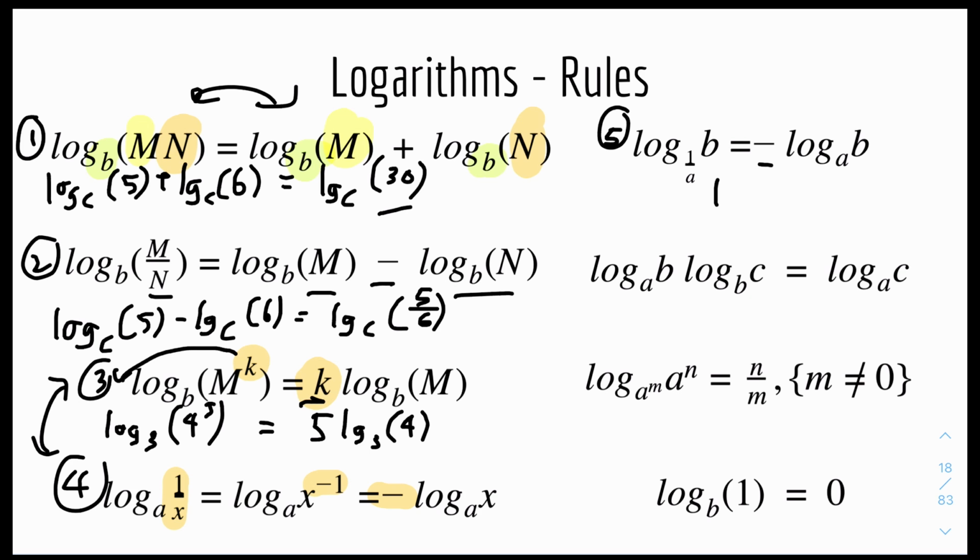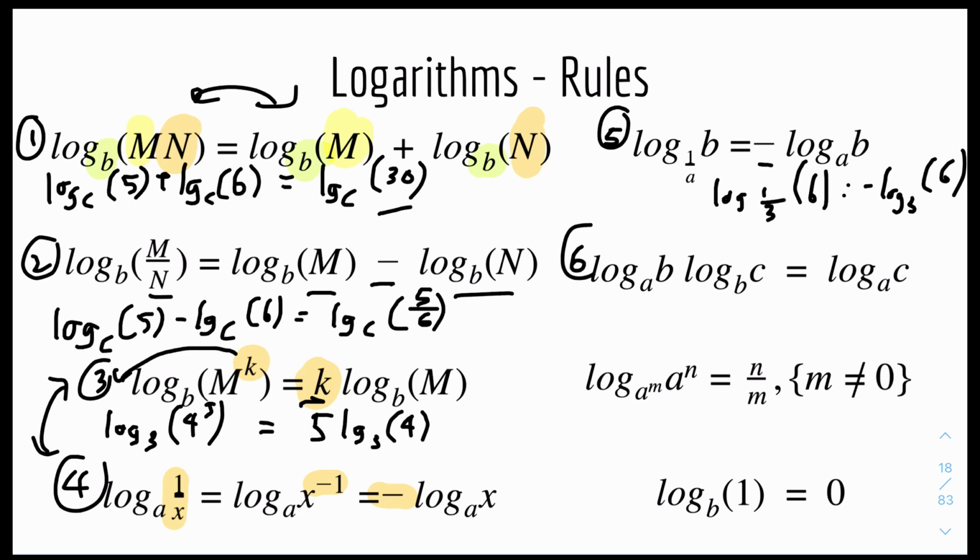So log base 1 over a, b equals minus log base a, b. So it could be log base 1 over 3, 6, let's just rewrite this, it's log base 3 over 3, 6 is equal to minus log base 3, 6.